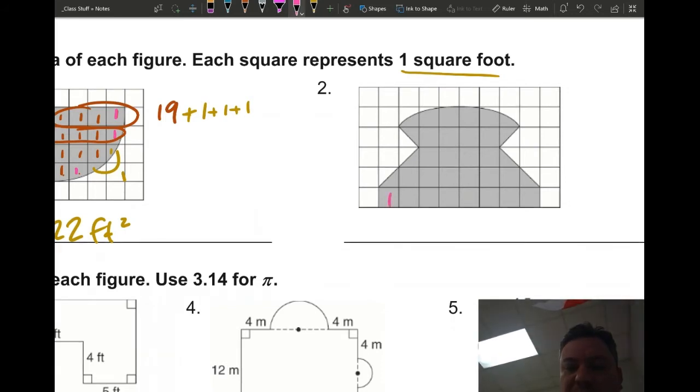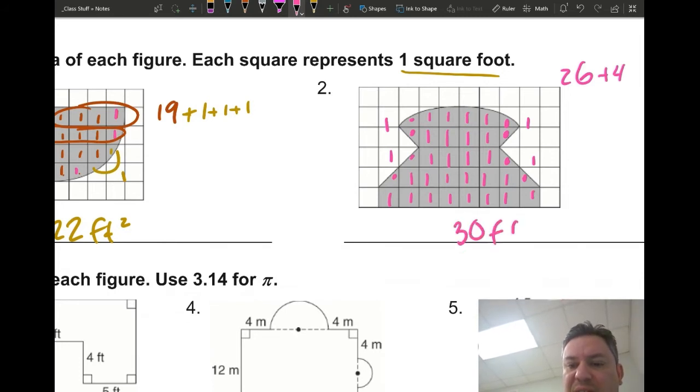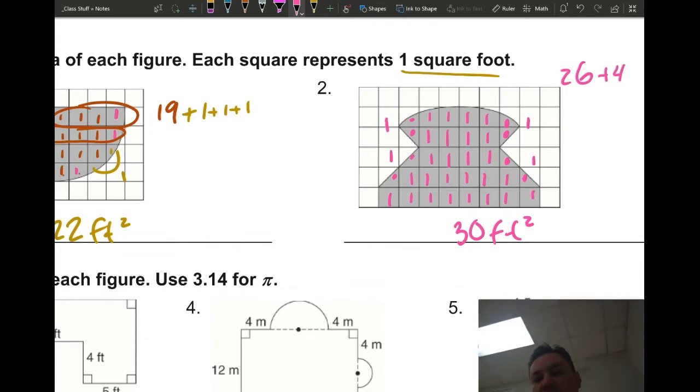So I have 1, 2, 3, 4, 5, 6, 7, 8, 9, 10, 11, 12, 13, 14, 15, 16, 17, 18, 19, 20, 21, 22, 23, 24, 25, 26. So I have 26 whole ones, or almost whole ones. Now, the dots, every 2 dots makes 1. So this is 1, 2, 3, 4, plus 4. So 26 plus 4 is 30 feet squared. This is super easy, super simple, not rocket science.